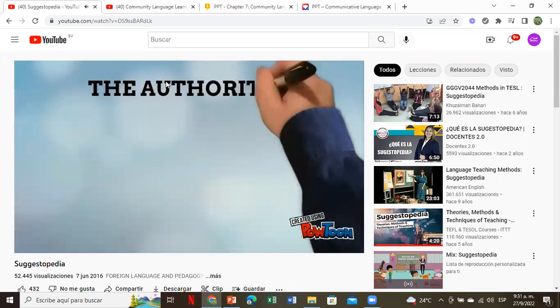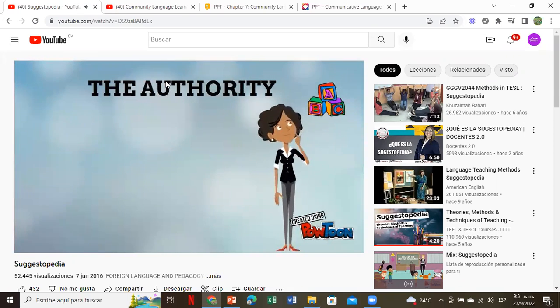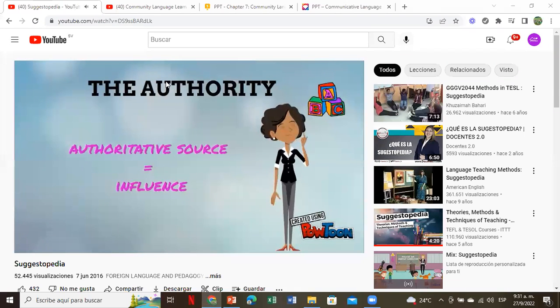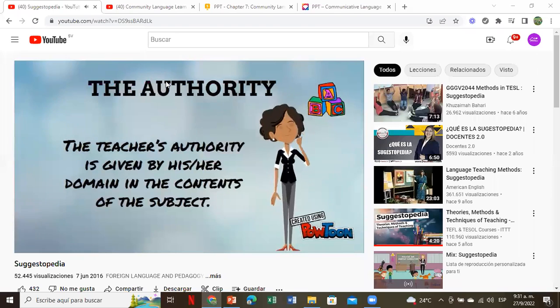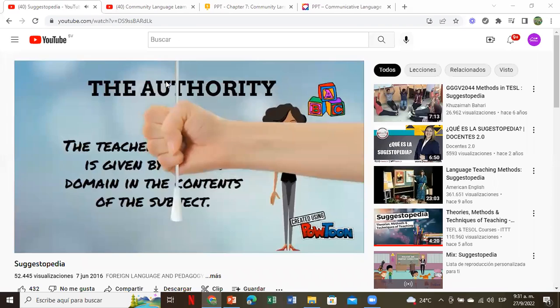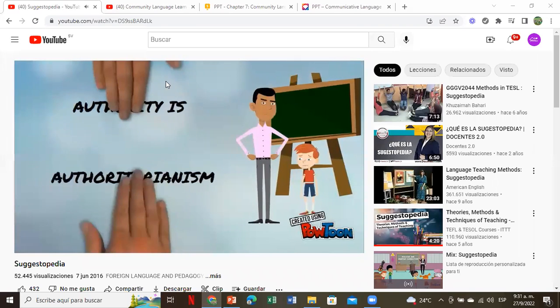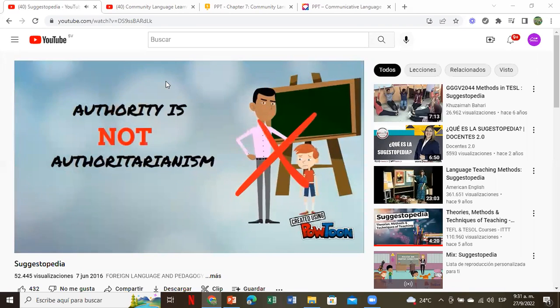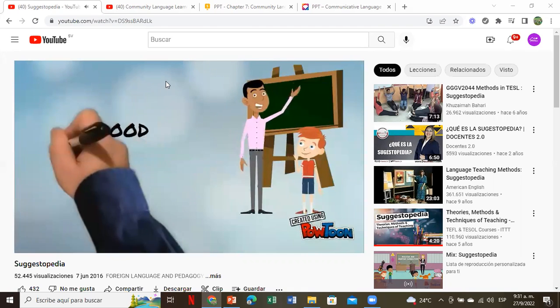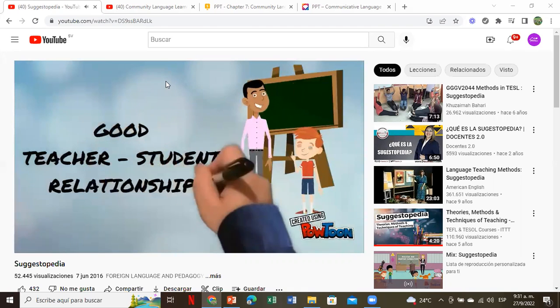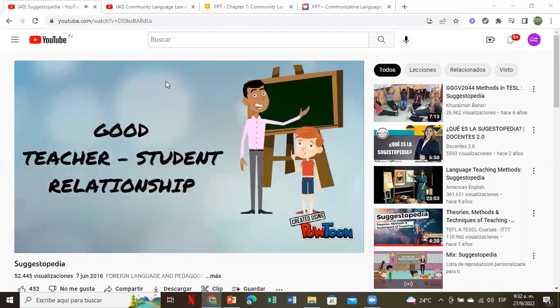The authority. People remember best and are most influenced by information coming from an authoritative source. The teacher's authority is given by his or her domain of the contents of the subject. Lozanov makes clear that authority should not be confused with authoritarianism. Authority is also used to suggest a teacher-student relationship like a parent-child relationship.